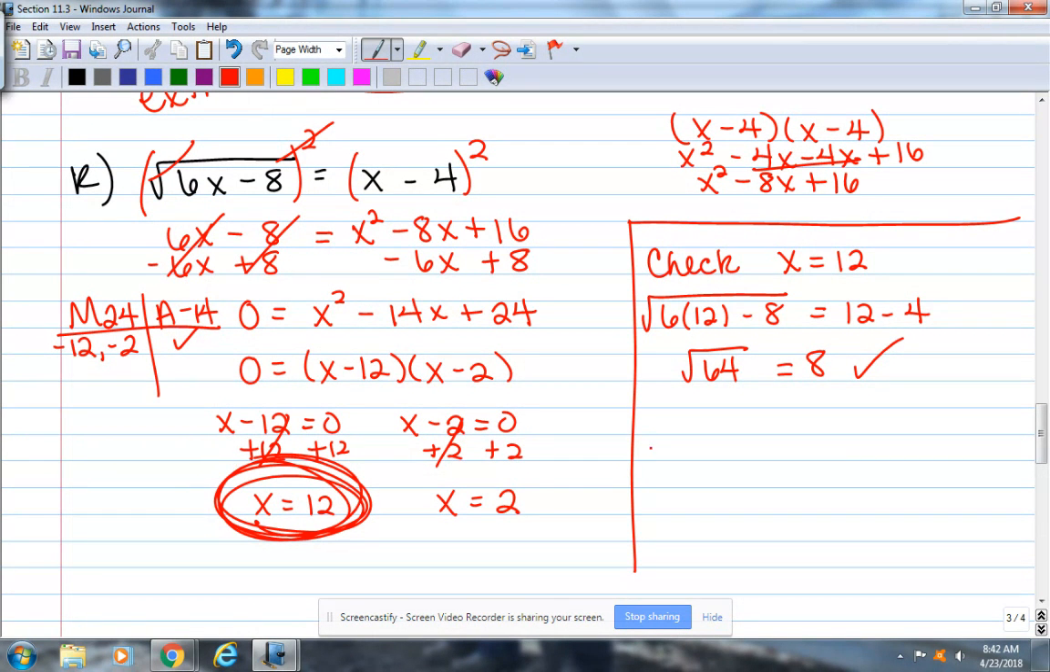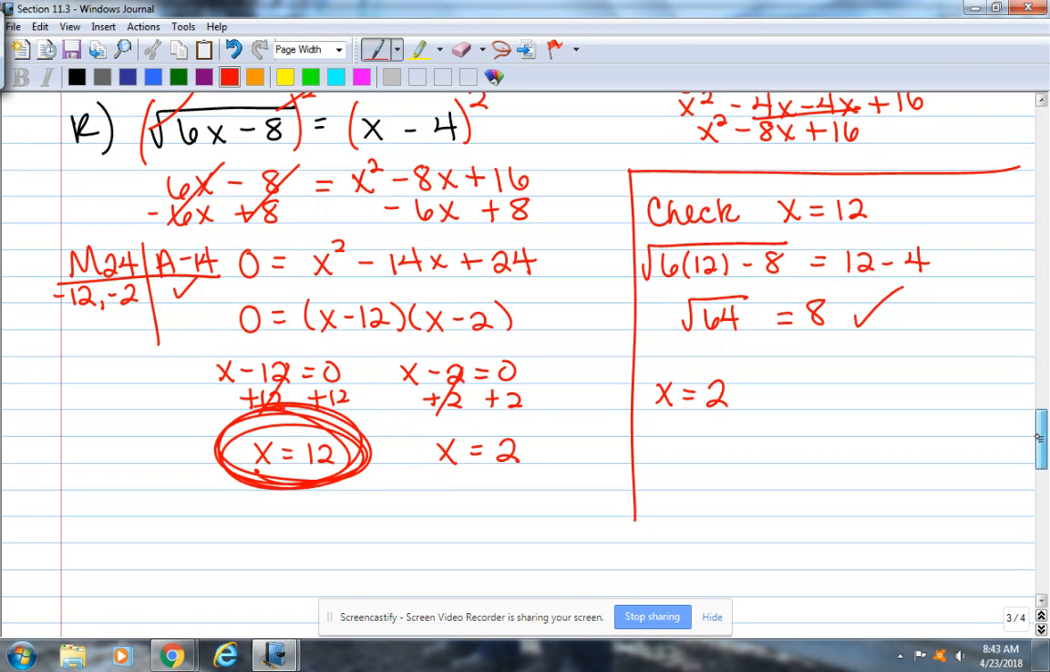All right. And then I'm also going to check positive 2. So I have the square root of 6 times 2 minus 8 equals 2 minus 4. So all the x's, I put a 2 in the original problem. So 6 times 2 is 12, minus 8 is what? So that's the square root of 4 equals what's 2 minus 4? Is that true or false? That's not true. Can't be a negative. So that's extraneous.